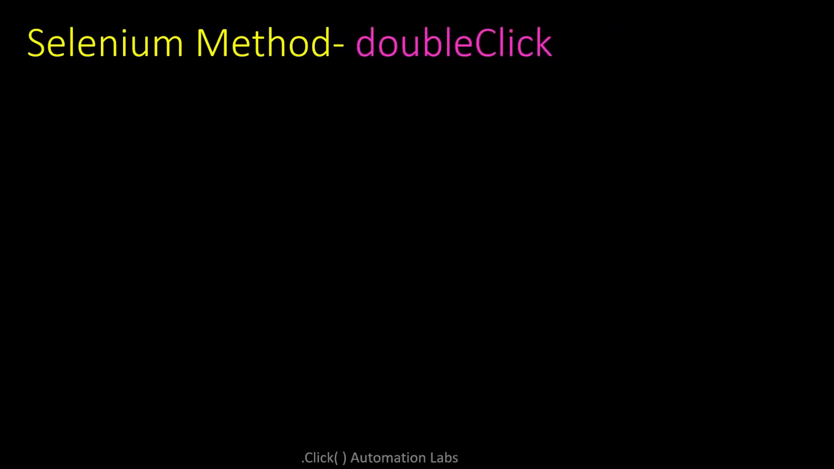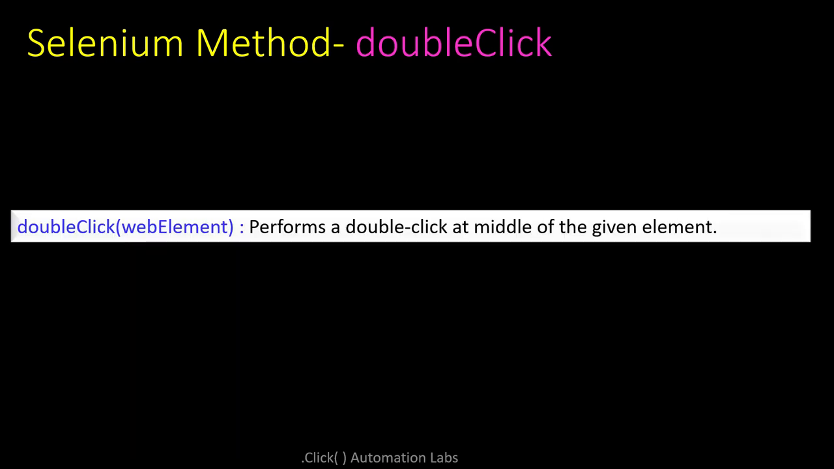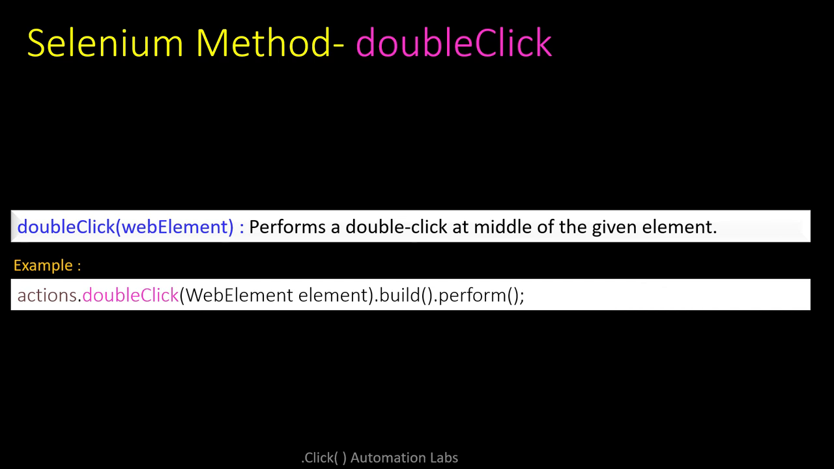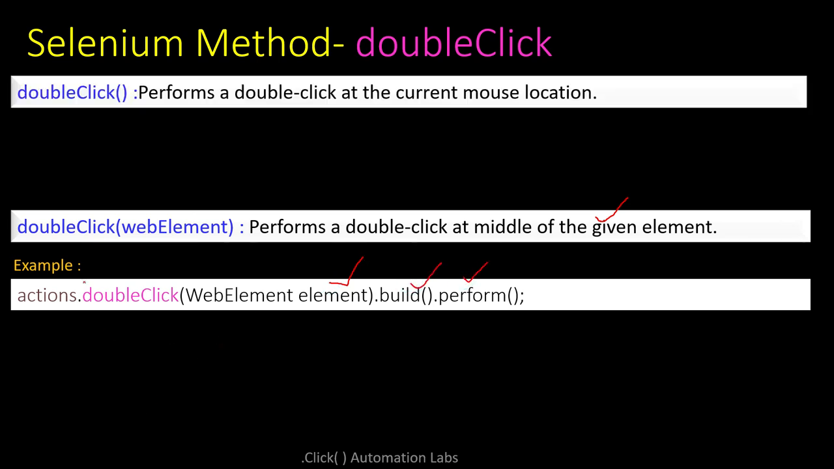So let's move on to double click. This works in a similar way. To double click on a particular web element, you can use actions dot double click, which performs a double click at the middle of the given element. You need to pass the target web element and dot build dot perform. Again, this is the similar polymorphism concept in Java. You can have multiple methods with different parameters.